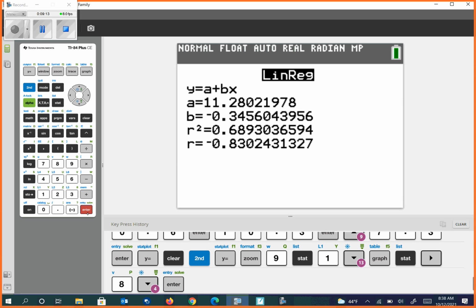So y equals 11.28, excuse me, x, or no, x plus negative 0.35.